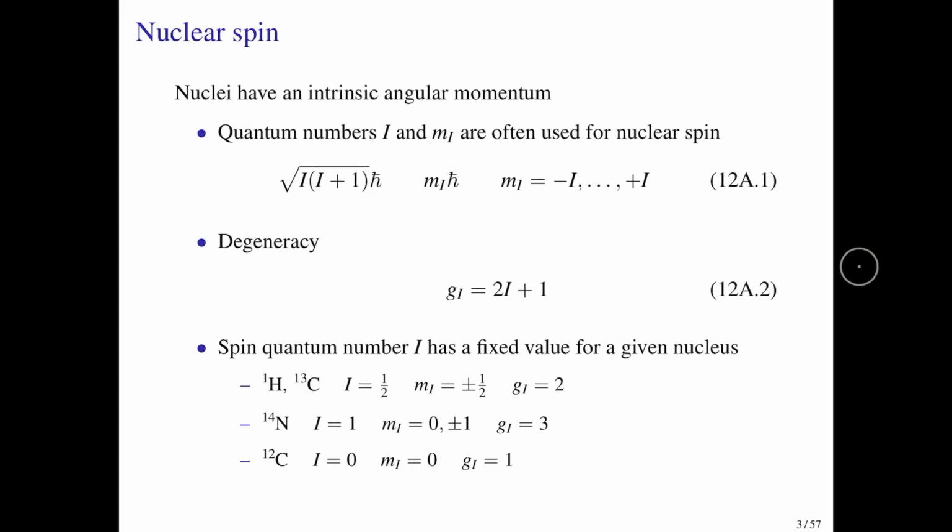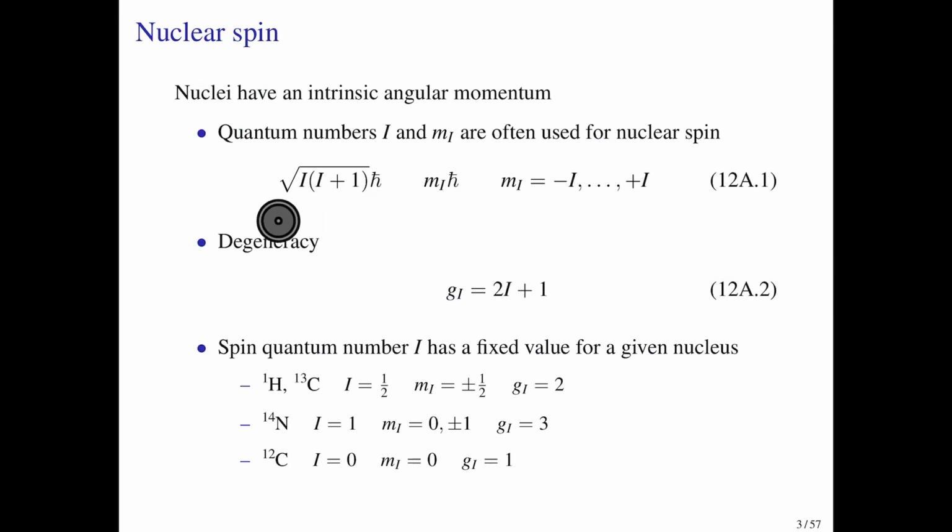As you know, nuclei have an intrinsic spin angular momentum, just like electrons, and commonly for nuclei, the spin quantum numbers are represented by capital I and an M sub I. And these are analogous to the quantum numbers S and M sub S that we use for electrons, and they work in pretty much the same way.